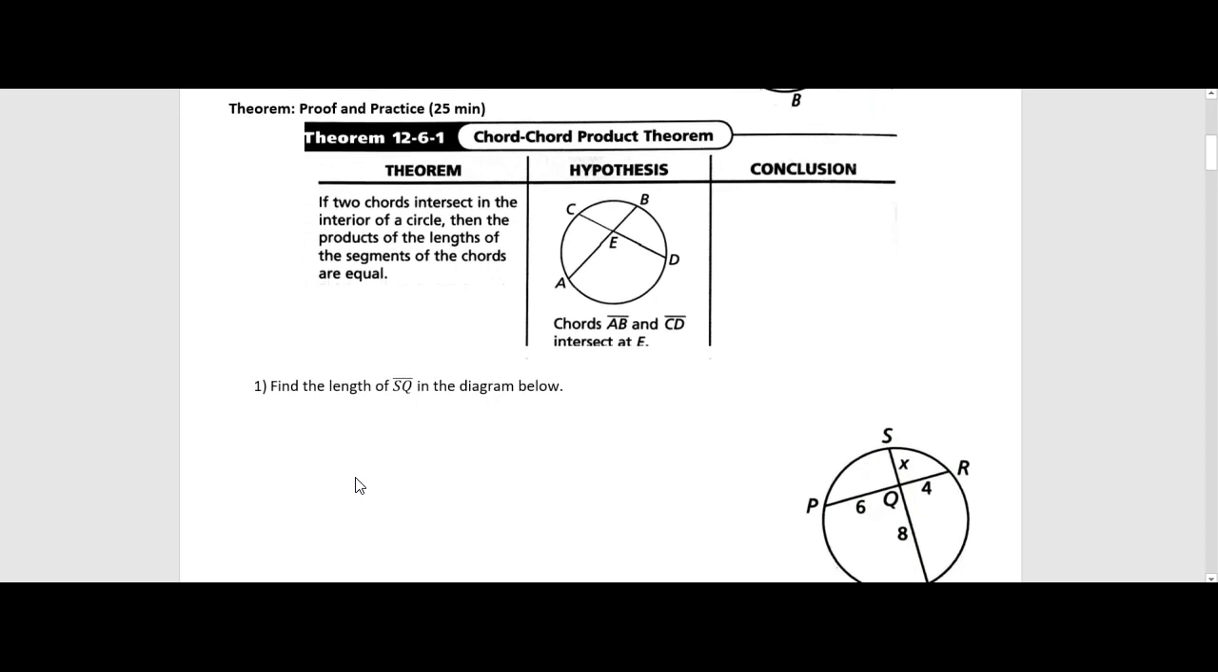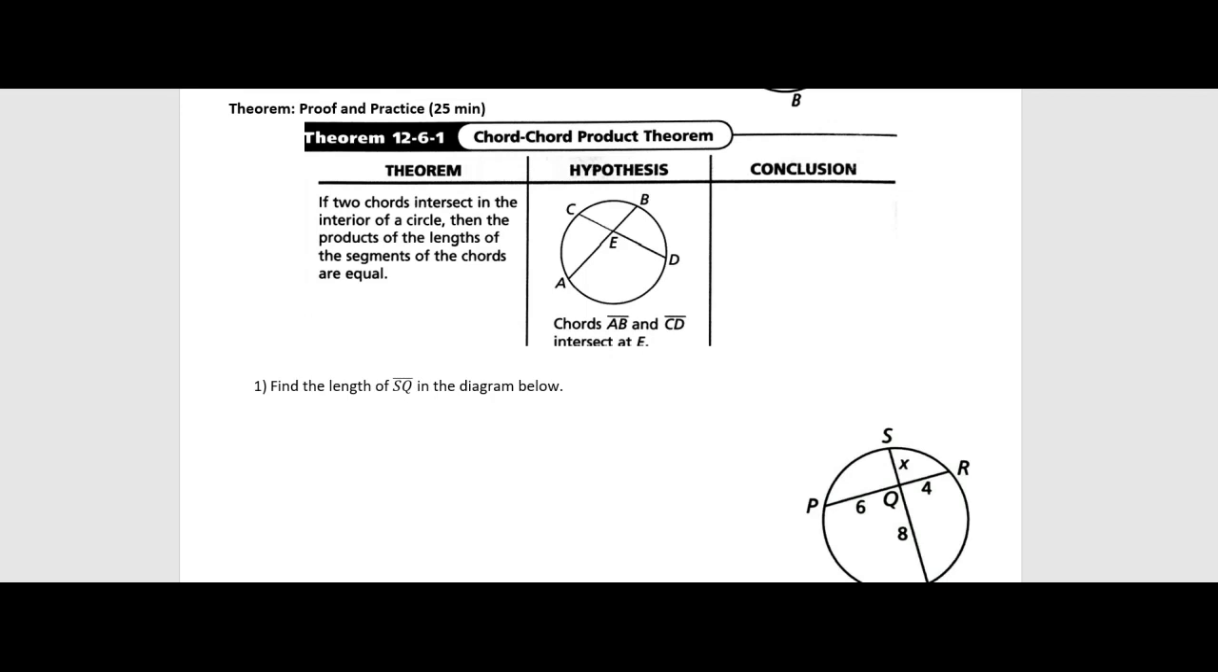We're going to look at our first theorem. This is called the chord-chord product theorem. What I'd like you to do is pause the video, read the theorem, look at the diagram, and then see if you could come up with a conclusion. Notice the conclusion box is blank. That's because we are going to fill it in ourselves. So pause the video, see if you could fill that in based on what the theorem says.